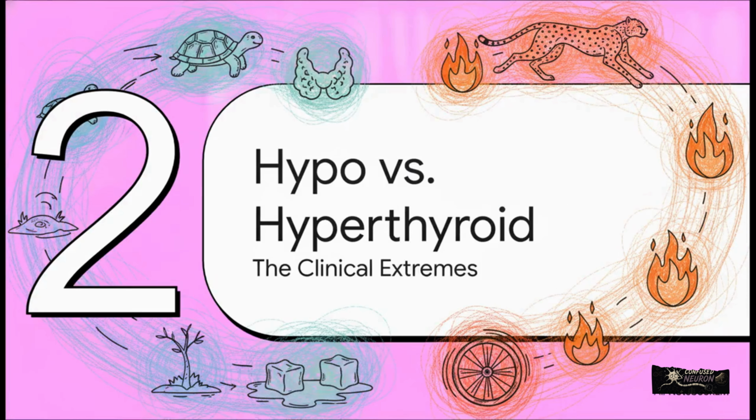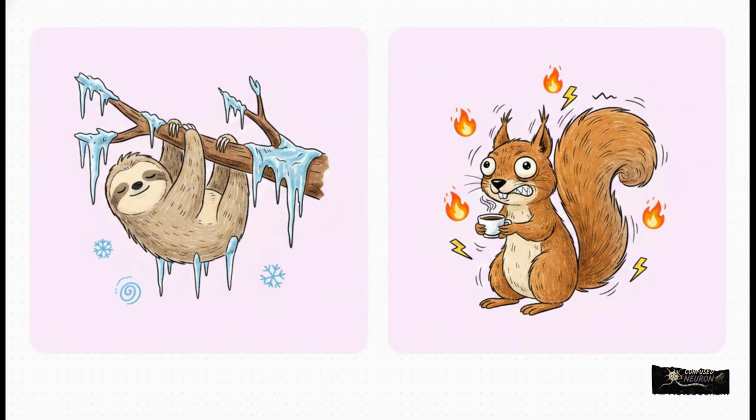Section 2. Hypo versus hyper, the clinical extremes. So what happens when this perfectly balanced, beautiful biological system goes totally off the rails into either extreme? Well, you get two very distinct, recognizable clinical pictures.